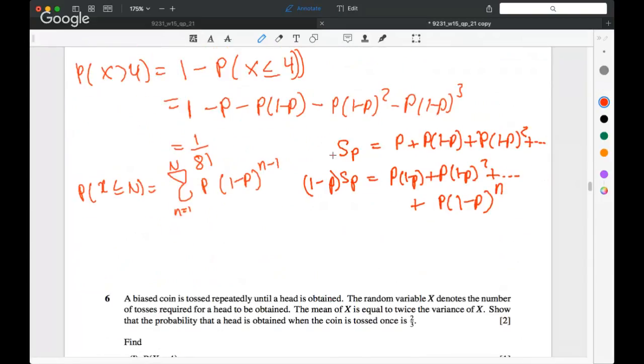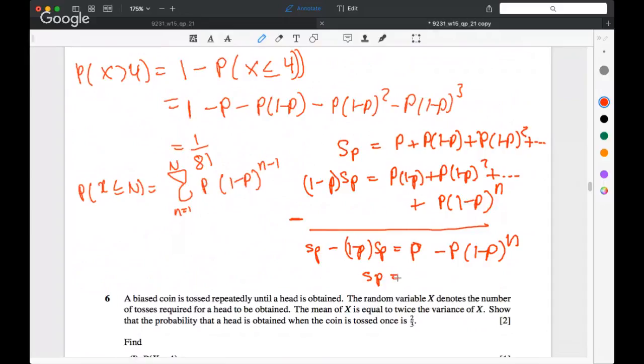Now if we take these two series away from each other, so we subtract, we get S_P minus (1 minus p) times S_P equals p minus p times (1 minus p) to the n. Okay, so we want to solve for S_P, and if you work through the algebra, you get S_P equals 1 minus (1 minus) p to the n. I'm pretty sure.